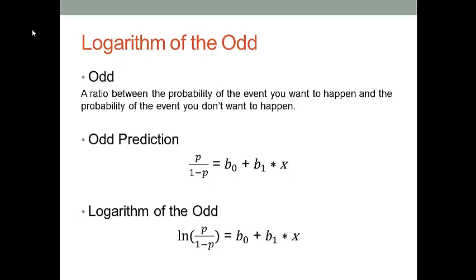Why do we want to do the first transformation? Why do we want to predict an odd instead of a probability? The two examples I just gave everyone kind of answered this question.